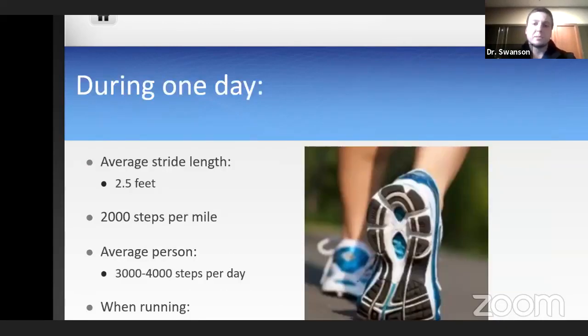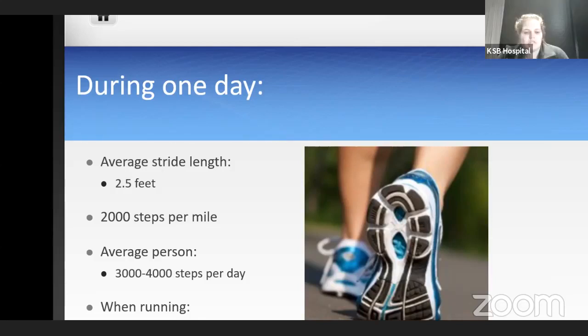This next slide has some interesting facts as well. So our average stride length when walking is approximately 2.5 feet. During a mile, then it takes about 2,000 steps. An average person during the day takes 3,000 to 4,000 steps. Many people do more than this, but when running, 2 to 4 times the body weight is forced upon our feet. So this is a lot of force on our heels, which can cause the injuries and conditions that we see.